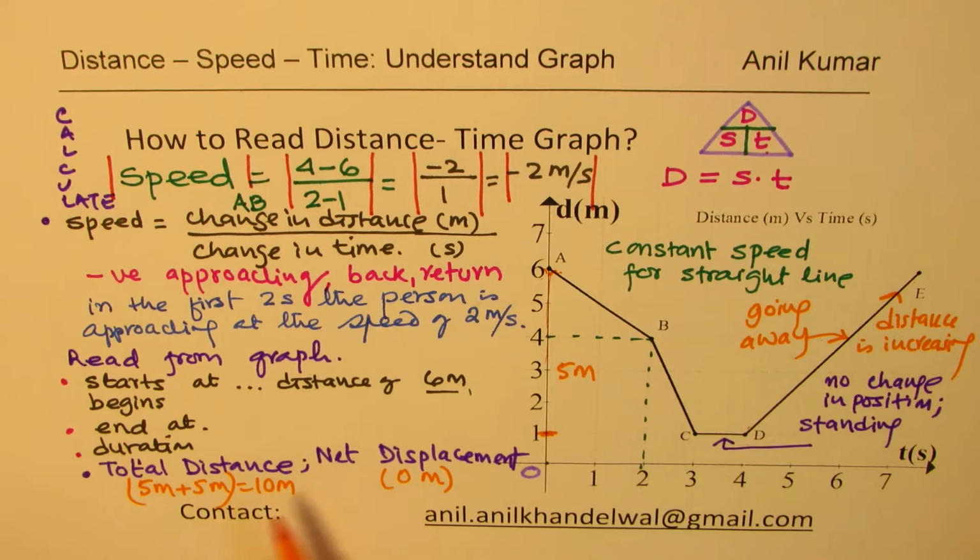But I'll put this under the heading of reading is intelligent reading, correct? So these are important parameters which you should always mention when you describe a particular graph. So I hope that is clear.